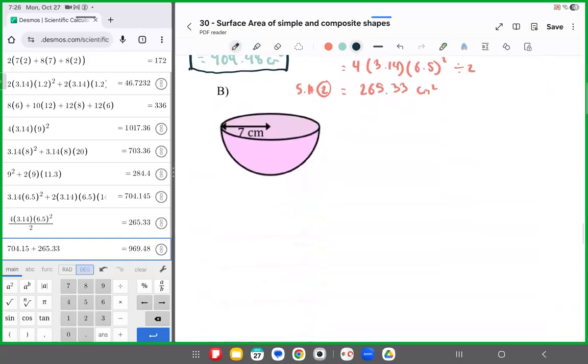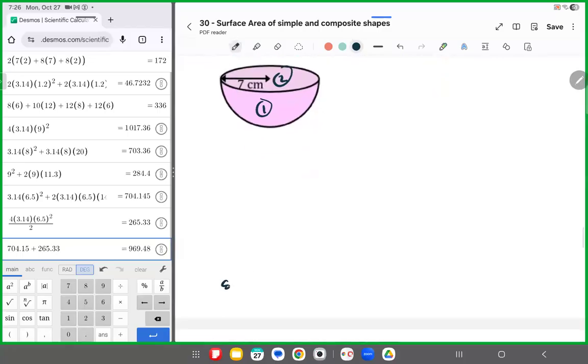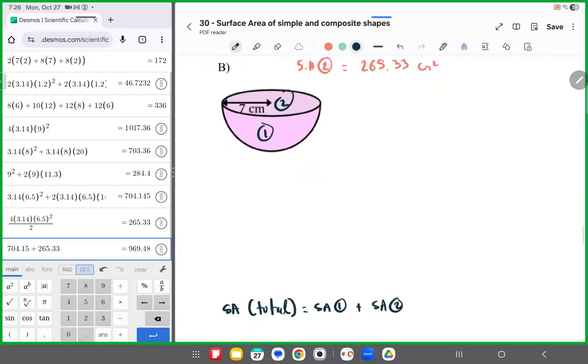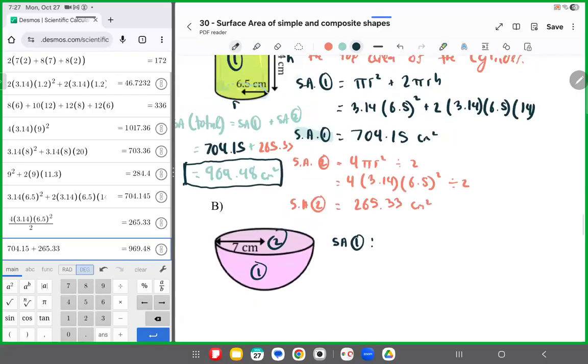So here we have just a hemisphere. So now we've removed the cylinder. And so we have two shapes then. We have half of the surface area of a normal sphere and actually just the area of a circle. So we can say that our surface area total will be equal to the surface area of the first shape plus the surface area of the second shape. Technically, it's area of the second shape, but again, I think for consistency today, we'll just write this as surface area. Okay, so surface area 1, we saw the formula for that from above.